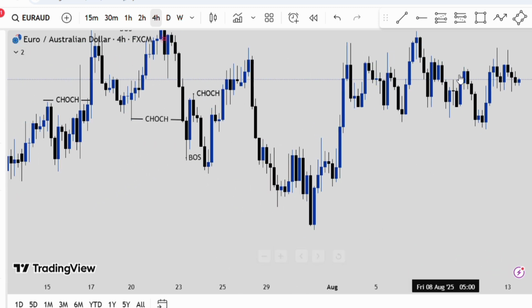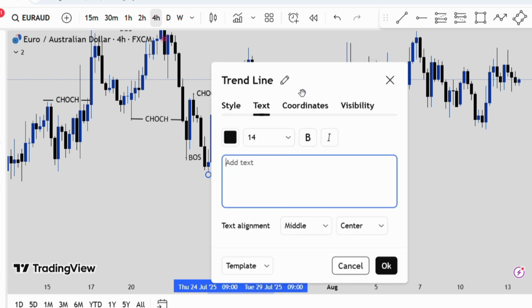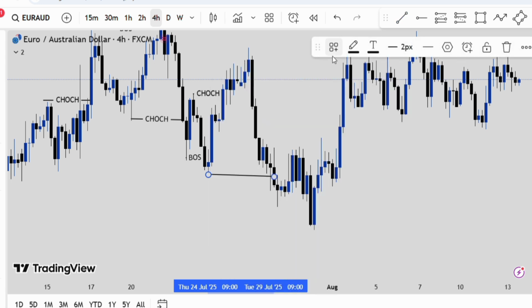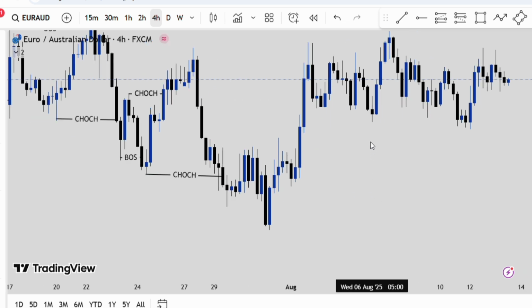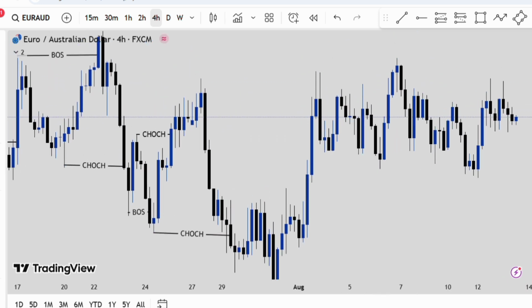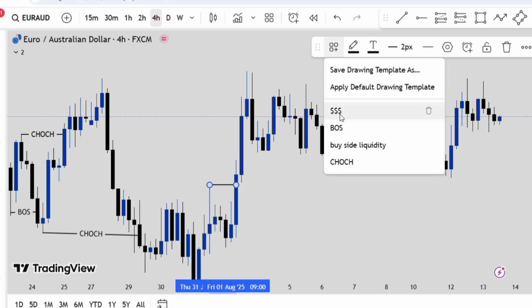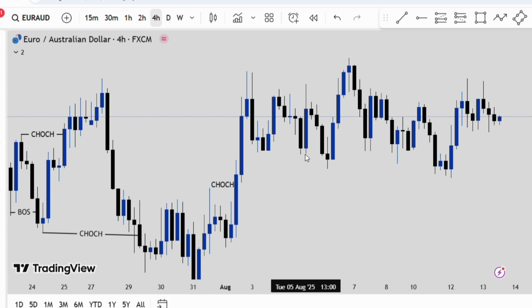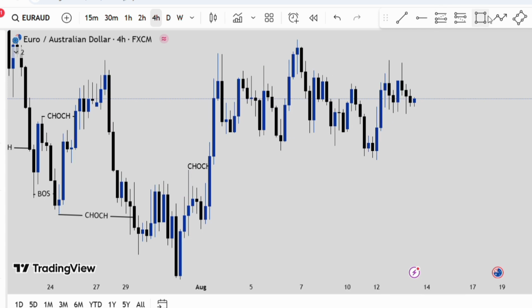Now fast forwarding down to the current marketplace. This is a new change of character. And this is our new change of character again, but this is the current change of character of the market. After that, you can see that we have been ranging from this particular area.